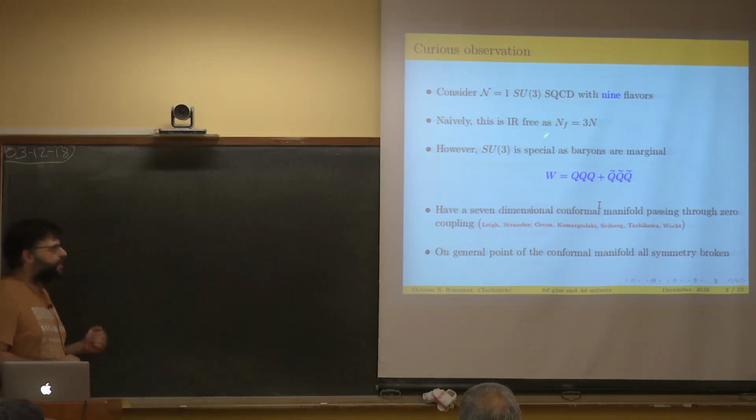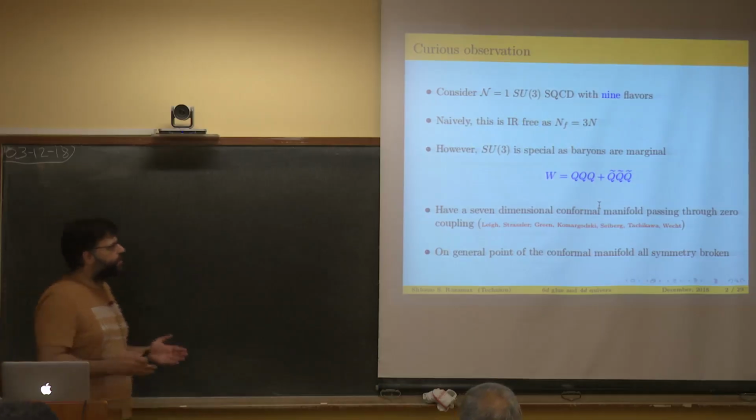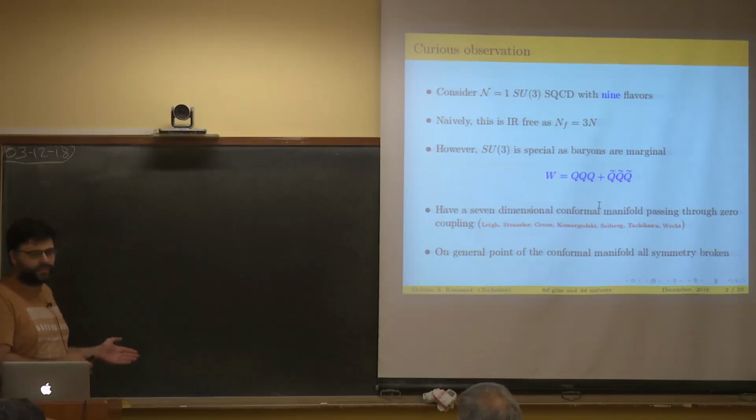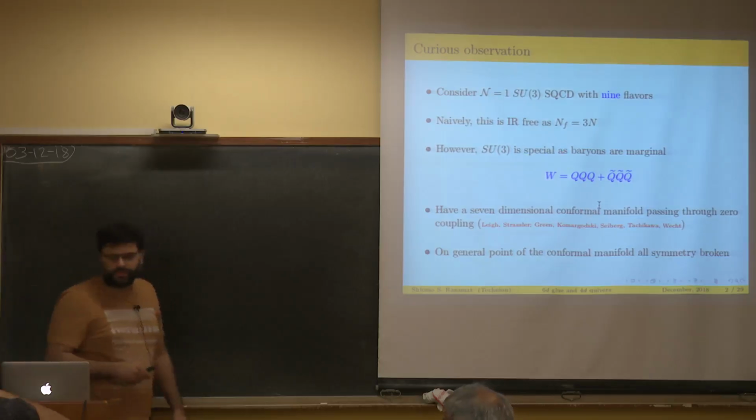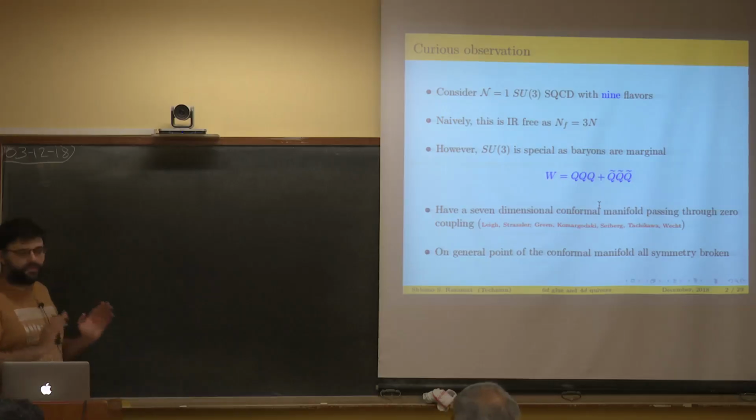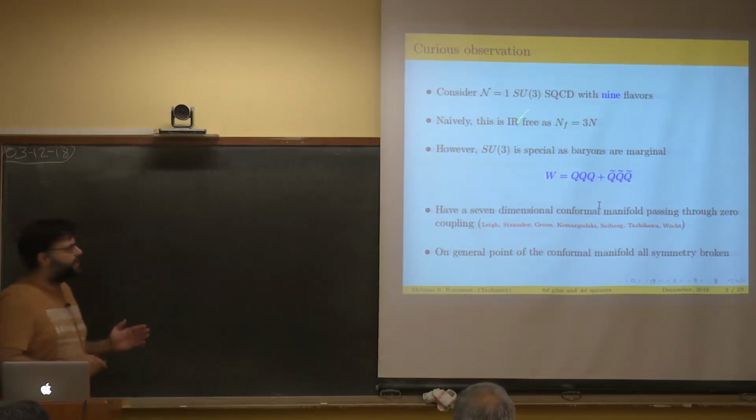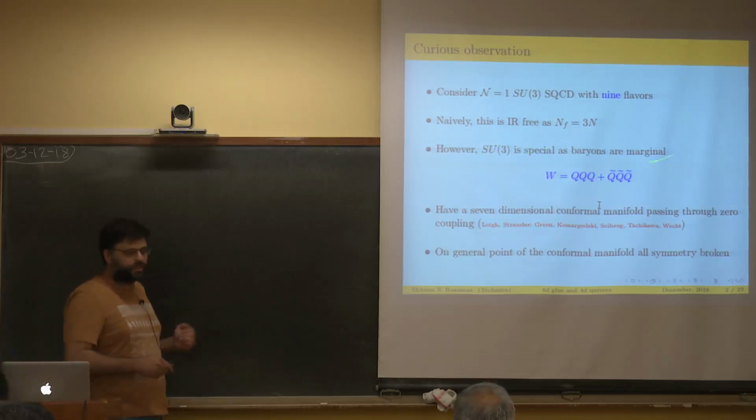Naively, this is an IR-free theory. So if you take a generic N_F equals 3N theory, a theory where the number of flavors is thrice the number of colors, this is an IR-free theory. This is at the edge of what is called the conformal window. These are all fundamentals, of course, right? So it's 3N fundamentals and 3N anti-fundamentals. So this is all true except for the case of SU(3). For general N, this is the case, but for the case of SU(3), this doesn't work, and this is not an IR-free theory.